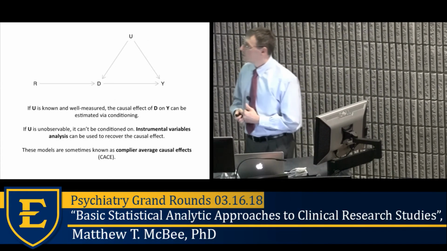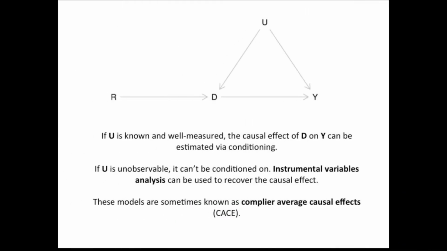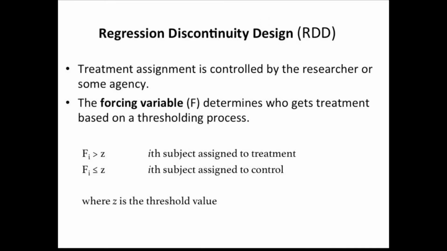There is a statistical way to recover the treatment effect from this. There's something called instrumental variables analysis. You may have heard of something called complier average causal effects that tries to get around this. Tries to estimate what's the effect of the treatment on the response variable for those that comply with the treatment status or the treatment assignment.